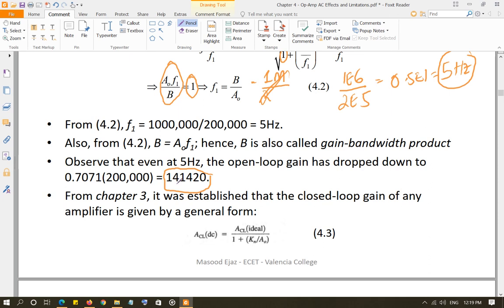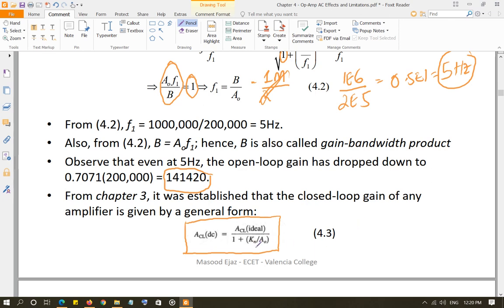Okay, so this is the equation from the last chapter, that is the closed loop gain of the circuit. Ideal, non-ideal we discussed, but this is a generic equation. The closed loop gain at DC is equal to the ideal closed loop gain at DC divided by 1 plus Kn over A0.